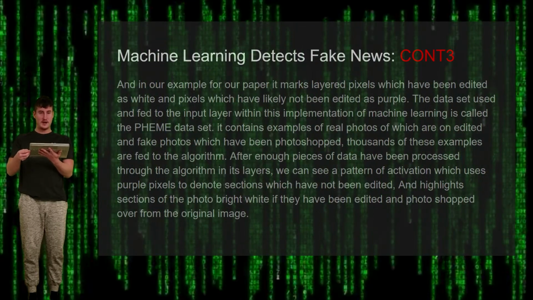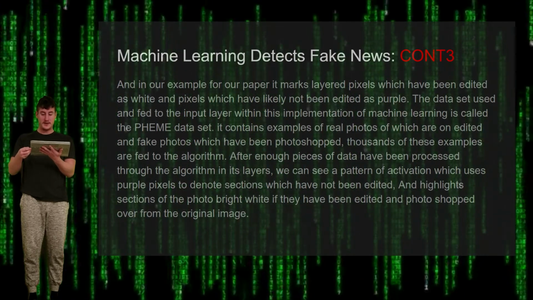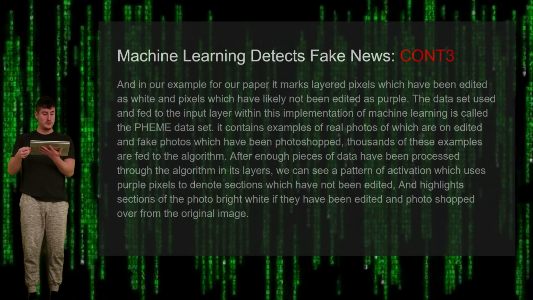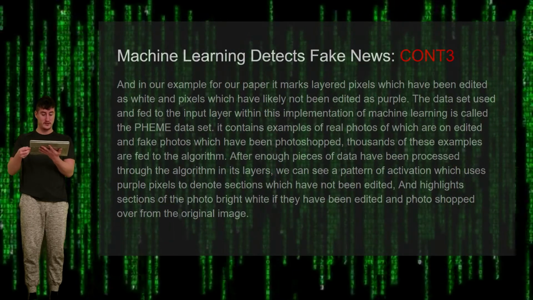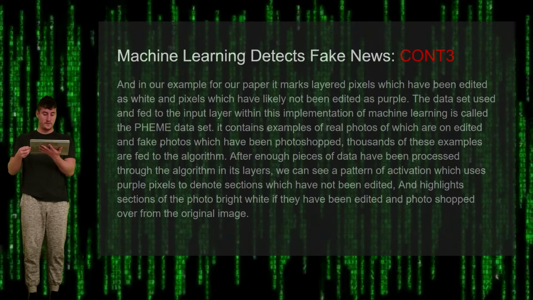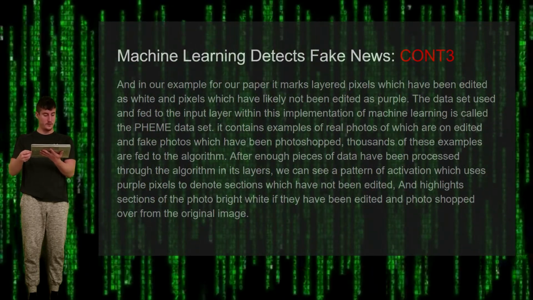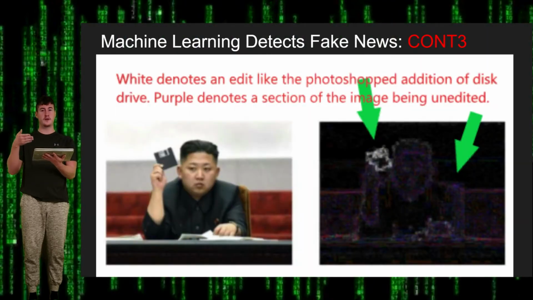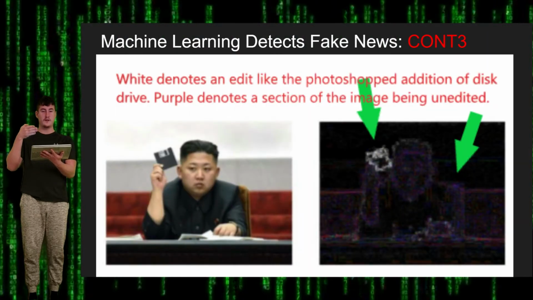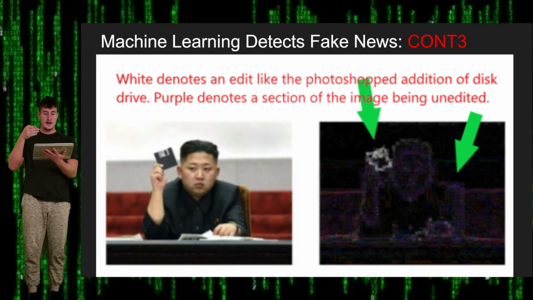After enough pieces of data have been processed through the algorithm in its layers, we can see a pattern of activation, which uses purple pixels to denote sections which have not been edited, and highlights sections of the photo bright white if they have likely been edited and photoshopped over the original image. Here's a picture of Kim Jong-un. The picture on the left has been photoshopped and edited and is fake.